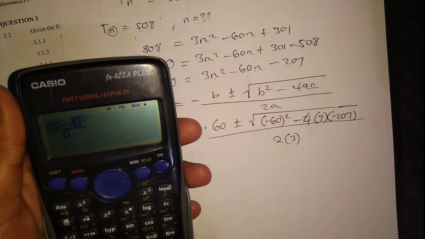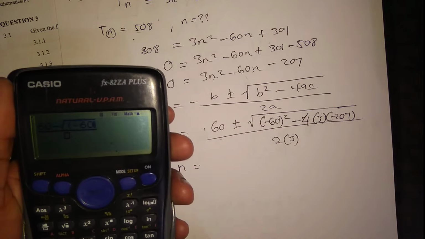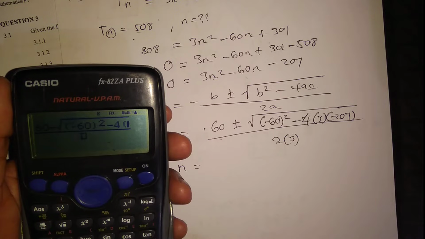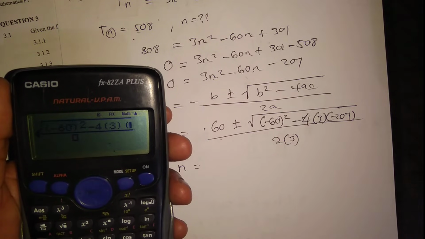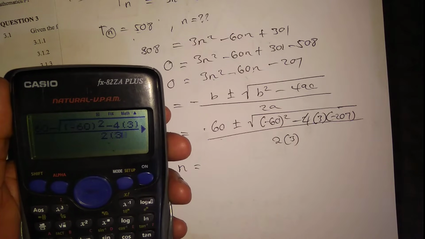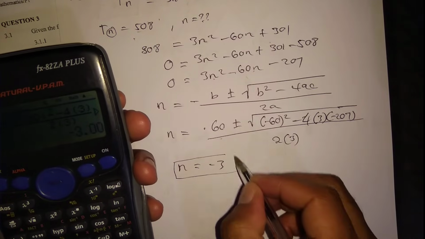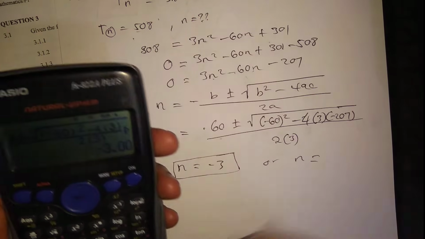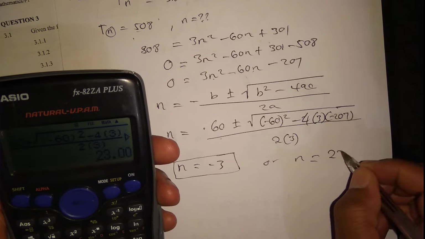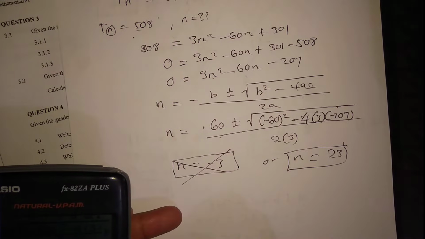Asqale ngo minus square root of minus 60 squared minus 4 times 3 times minus 207. 2 times 3 is equal to total negative 3. Yokuqala, or n equal to, asifaka plus ke manje, 23. So this cannot be a solution.